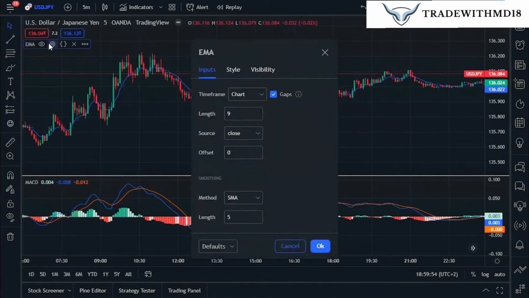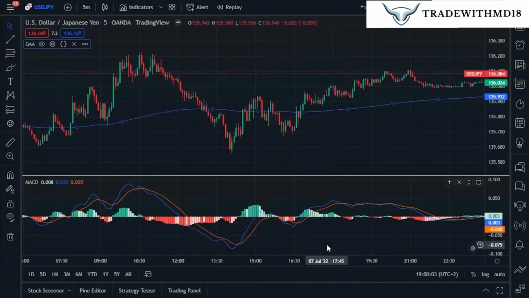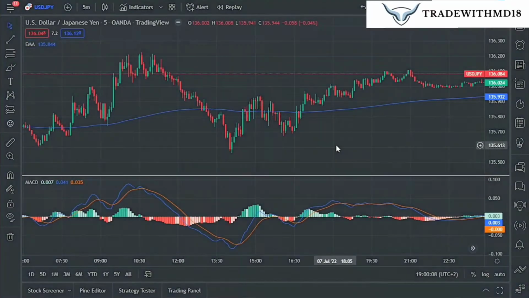Now we will change it. Click on the settings button, then on the inputs tab and change the length from 9 to 200. Our indicators are ready. Let's look at some examples of buying and selling conditions.